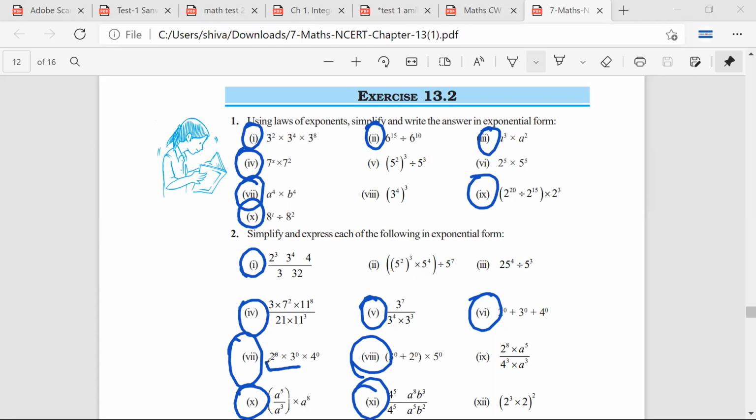Also, could you explain question 4 again? Question number 2? This one? Yeah. Okay. See, what you need to understand is that I have a 21 here. You should be able to make out that this 21 can be written as 3 into 7. Is there any doubt still?